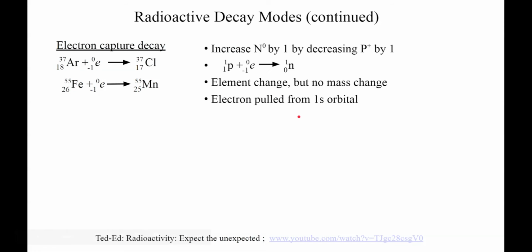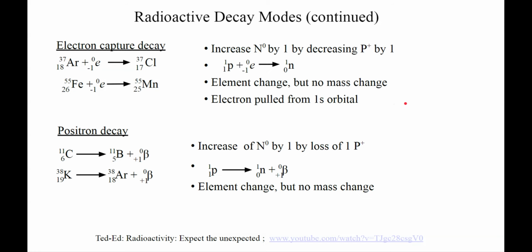And then finally, there's electron capture and positron decay. You don't have to know these in great detail. These ones are not nearly as common as alpha, beta, and gamma, but they do exist. Electron capture is the exact opposite of beta decay, and positron decay is like beta decay, except it is positive.